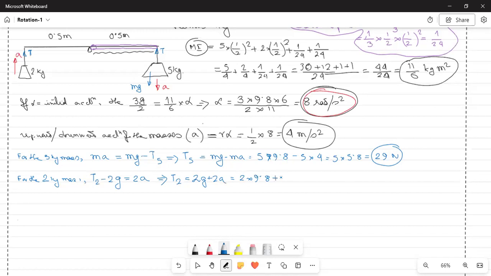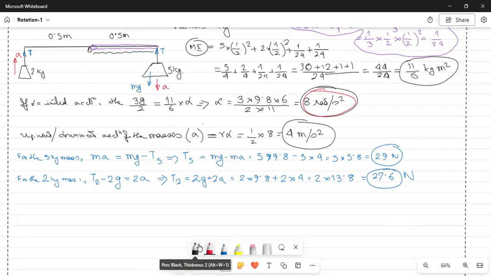So therefore, we get T2 is equal to 2g plus 2A, which is equal to 2 into 9.8 plus 4, so 2 into 13.8. If you calculate this, this is 27.6 Newton. So these are the answers.